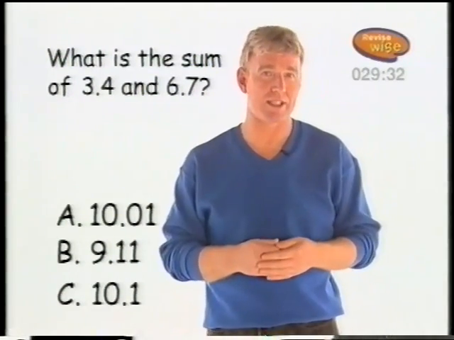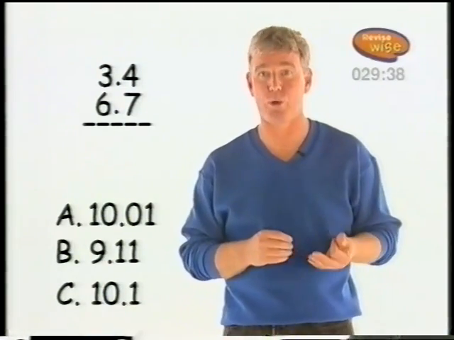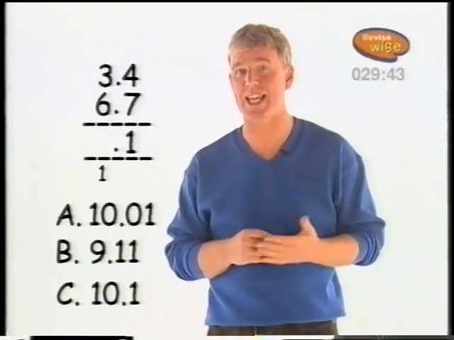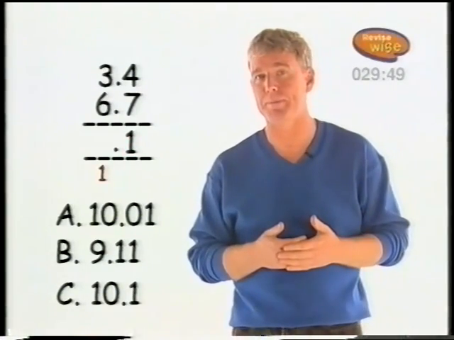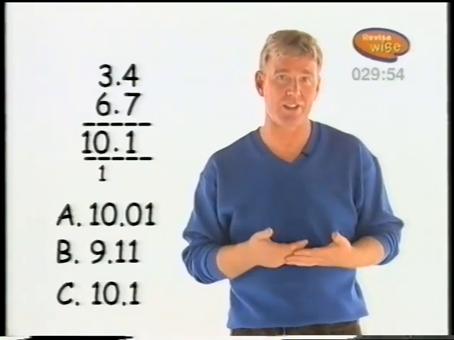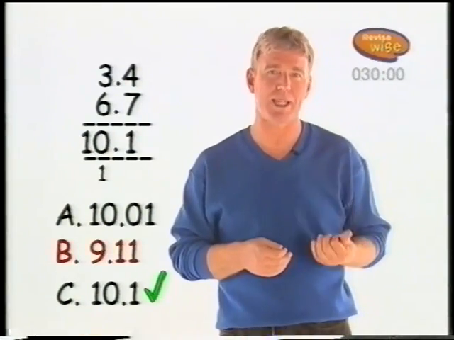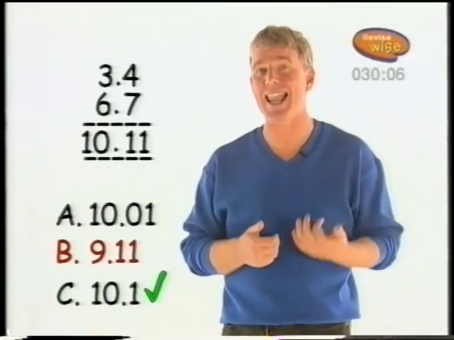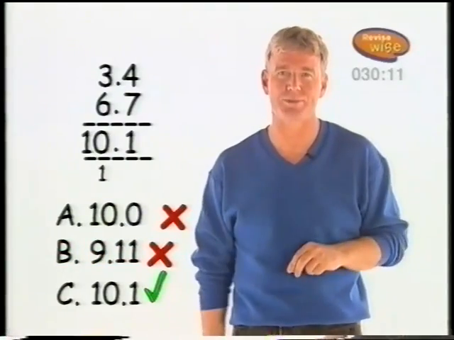Let's see if you got it right. Line up the decimal point, then add the numbers in the tenths column, 4 and 7. That's 11 tenths, or 1 unit and 1 tenth. Write down the tenth and carry the 1 unit to the units column. 3 and 6 is 9, add 1 is 10. So the answer is 10.1, answer C. Now if you got answer B, 9.11, you might have added up the 4 and the 7 and put down 11 instead of writing down 1 and carrying 1. Next question.